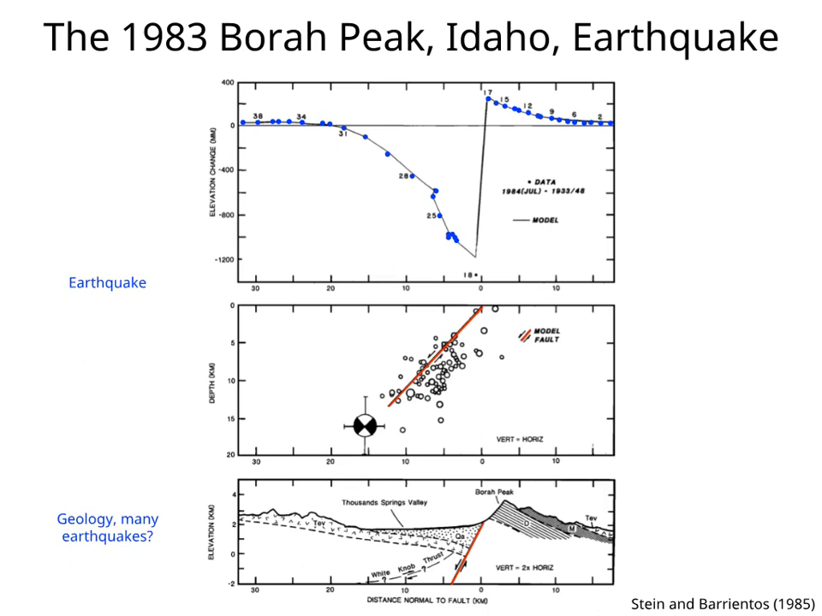The lower figure is a geological section across the Borah Peak fault. Notice that the fault, hanging wall and footwall blocks, resemble the two figures above. There are footwall uplift and hanging wall subsidence. However, the geological uplift and subsidence is 3 to 4 orders of magnitude larger than those of the earthquake.